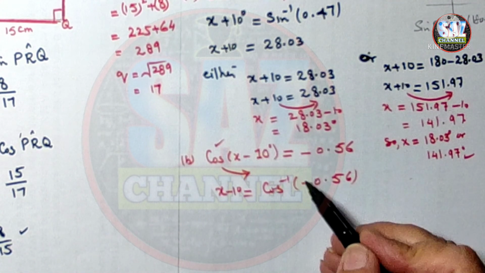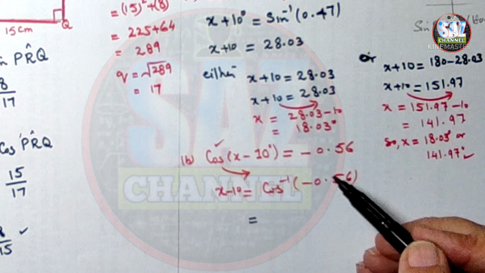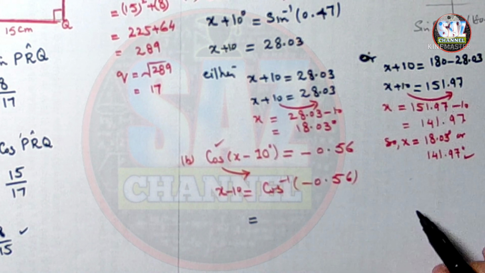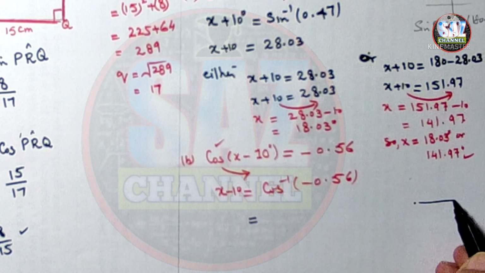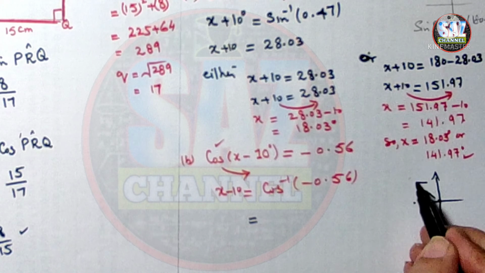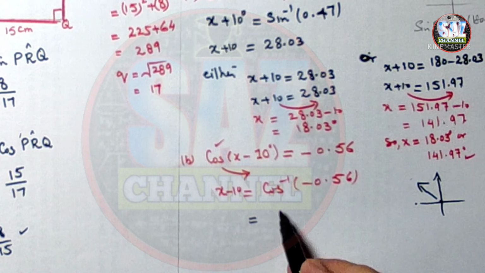Here we have to focus on this negative sign. This negative sign is indicating that the terminal arm is in the second quadrant, and when the terminal arm is in the second quadrant, it means the angle is an obtuse angle. So we have to take care of this cos inverse of minus 0.56, and this is 124.05.